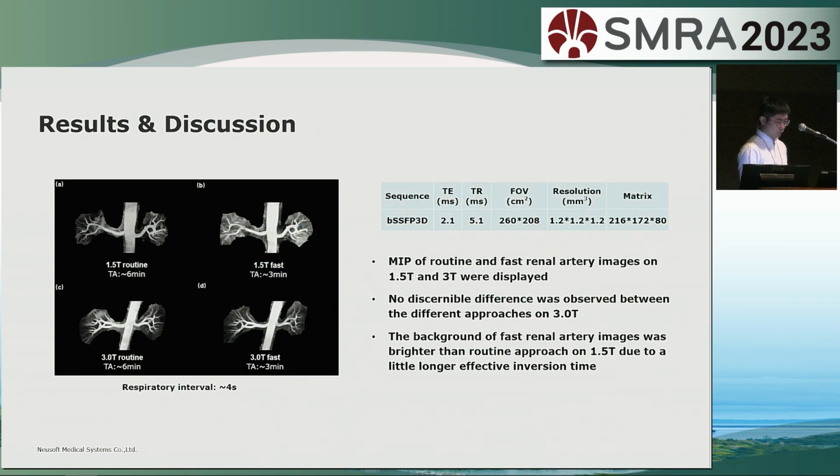We scanned routine and fast protocols both on 1.5T and 3T scanners. No discernible difference was observed between the different approaches on 3T. The background of fast renal arteries images was brighter than the routine approach on 1.5T due to a slightly longer effective inversion time.